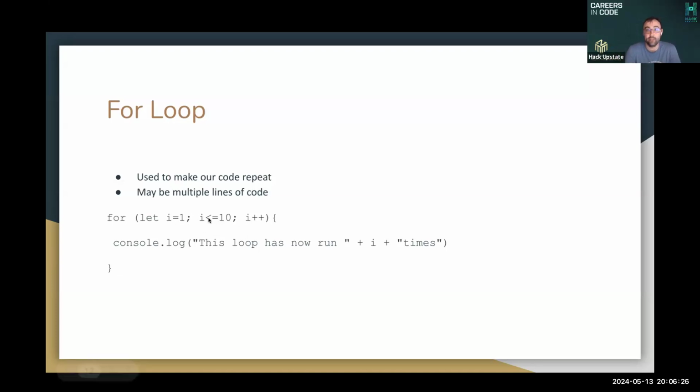10 is less than or equal to 10. It will log out, this loop has now run 10 times. I now becomes 11. We check, is 11 less than or equal to 10? It is not. So it will hit this final curly brace and go run any code that's beneath it and then stop. So let's practice with this.